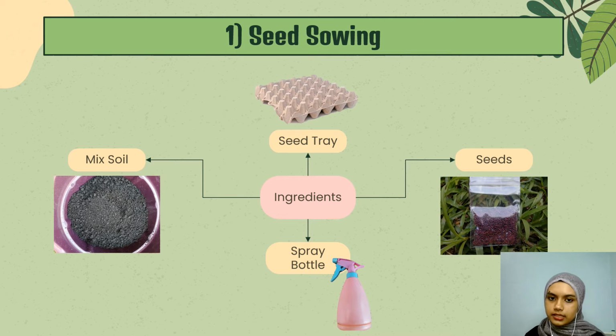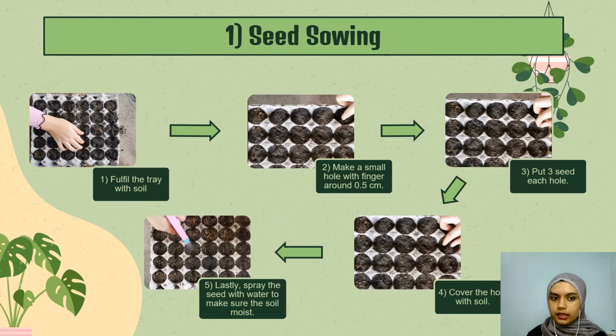The first method is seed sowing. The ingredients that we need are mixed soil, seed tray, seed, and spray bottle. First, when we want to do seed sowing, we need to fill the tray with soil and make a small hole with a finger around 0.5 cm, put around 2 or 3 seeds in each hole, and cover the whole hole with soil. And lastly, spray the seeds with water to make sure the soil is moist.